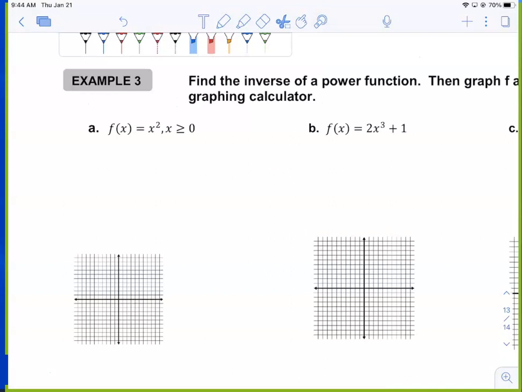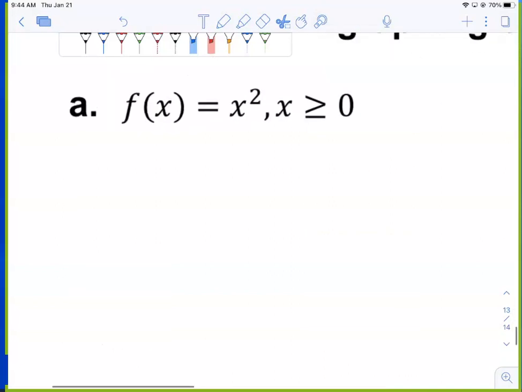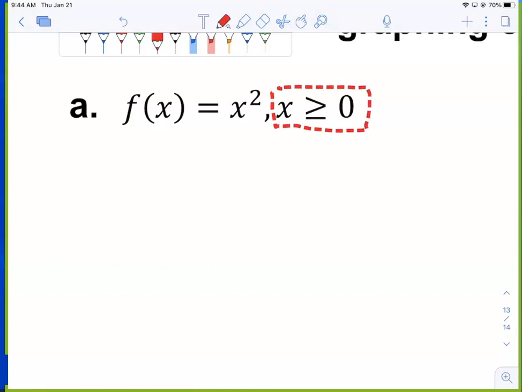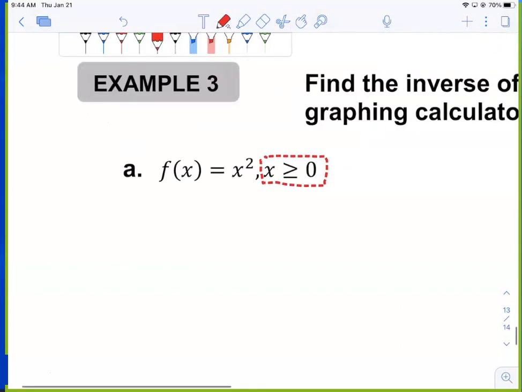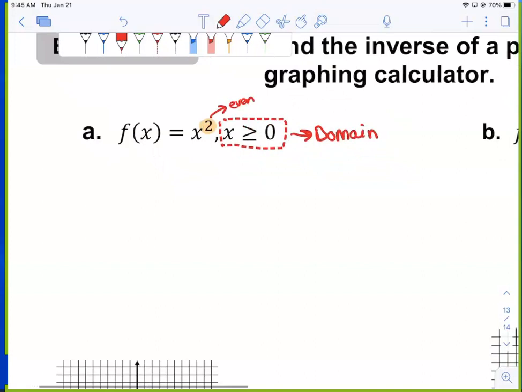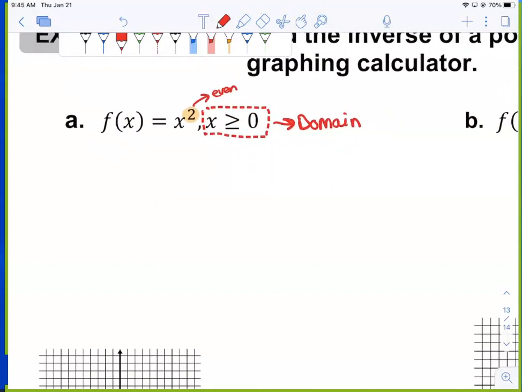So example 3a, I'm looking at f of x equals x squared, and then I have this funny thing over here, where x is greater than or equal to 0. This is your domain, and you're going to see this sometimes when your power is even. So even powers might have domain. I'll talk more about what that looks like tomorrow, because I need to do a little refresher on domain and range.